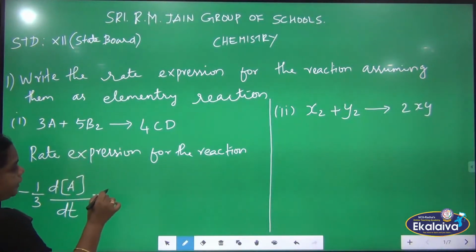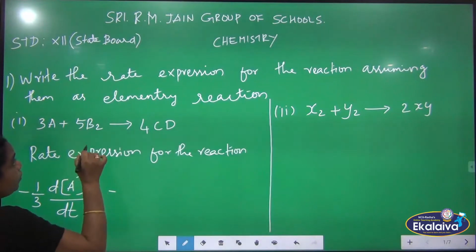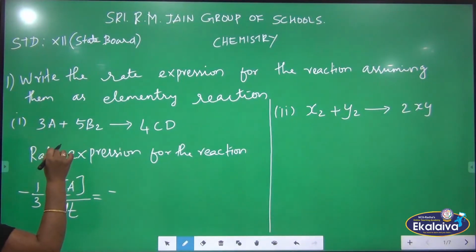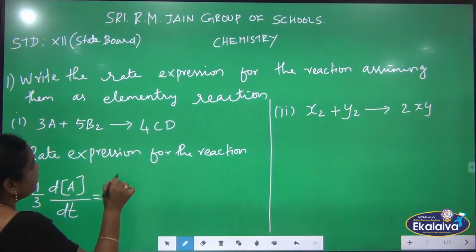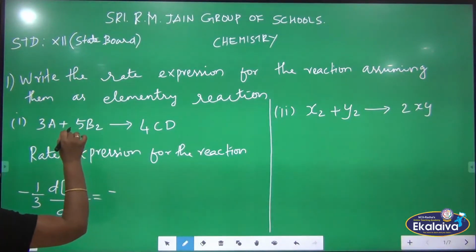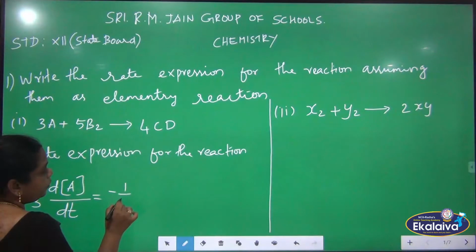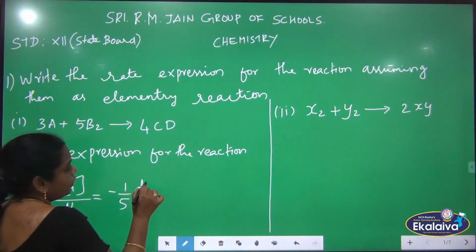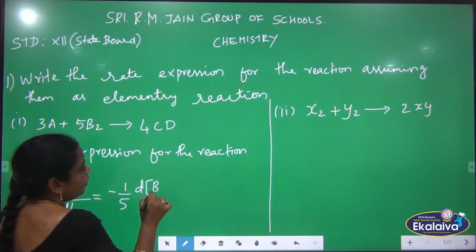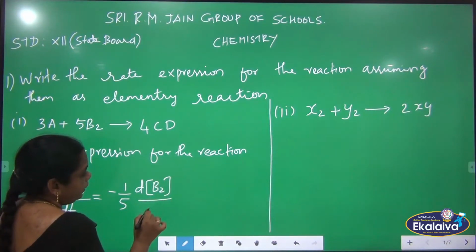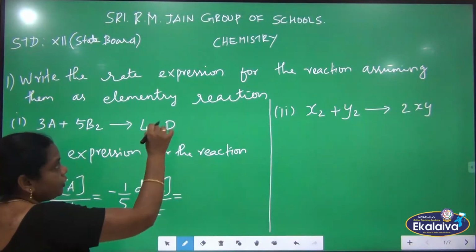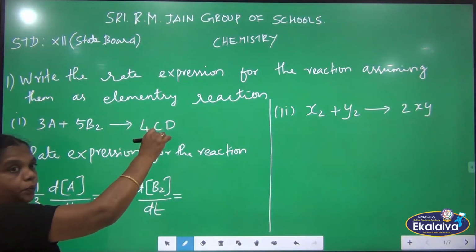Next, another reactant, minus, because A and B are on the reactant side. The coefficient of B2 is 5, so that can be written as the fraction 1 by 5, d of change in concentration of B2 by dt, change in time, equal to the rate of the appearance of the product.